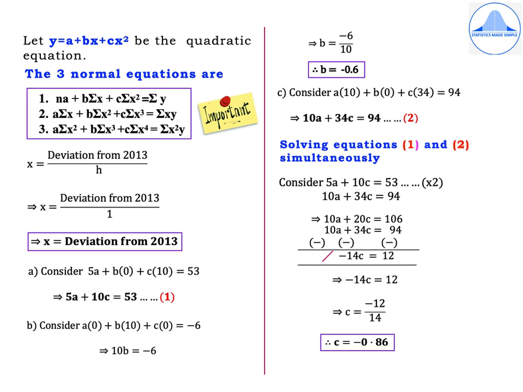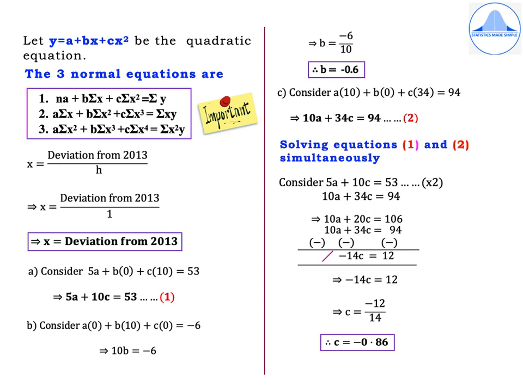Now, to obtain the value of either a or c, we need to solve both the equations, that is 1 and 2, simultaneously. So I'm going to write the two equations one below the other. Consider 5a plus 10c equal to 53, and then below it you write 10a plus 34c is equal to 94. To solve both the equations simultaneously and to get the value of either a or c, we need to check if the coefficients of a or c are the same.